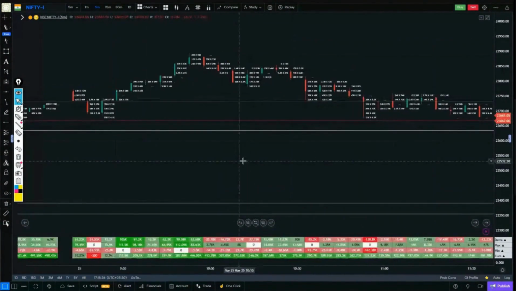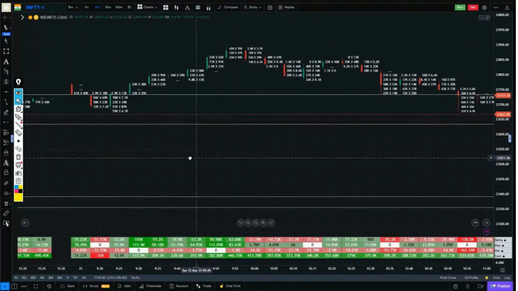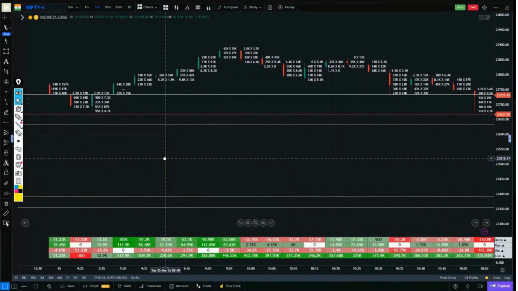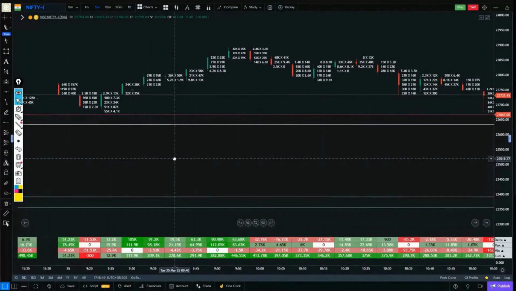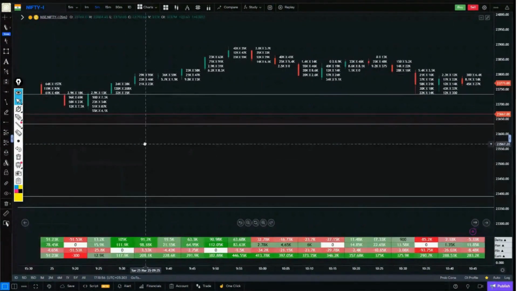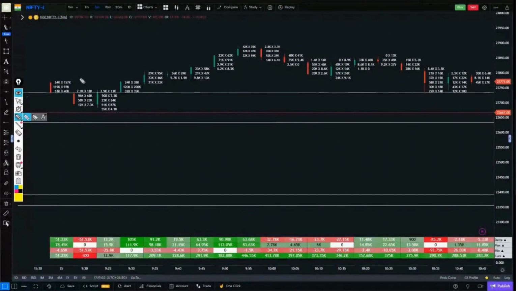Why do we need to know what delta is? Because with the help of delta, we are going to read the footprint here. Delta is simply the difference between buyers and sellers. How is it the difference between buyers and sellers? When we examine in detail the first candle, we look at the third candle.